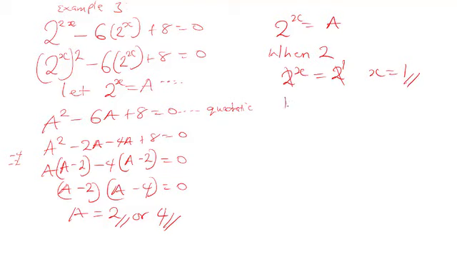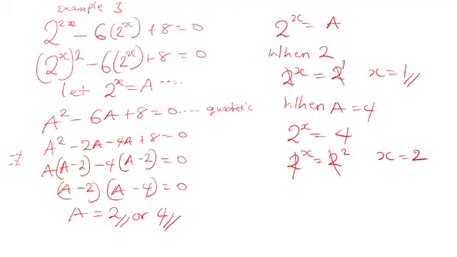Now when A is equal to 4, what will happen is that the relationship again, 2 raised to power x is equal to 4. So 2 raised to power x is equal to 2 raised to power 2. So 2 goes with 2. Our x is equal to 2. So the values of our x are 1 or 2.